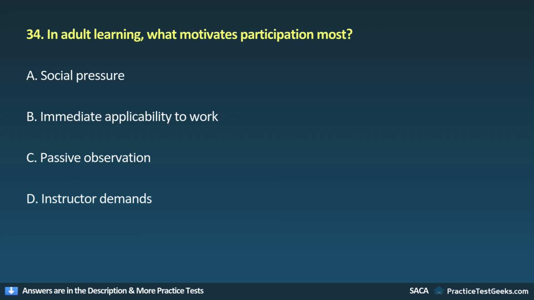34. In adult learning, what motivates participation most? A. Social pressure. B. Immediate applicability to work. C. Passive observation. D. Instructor demands.